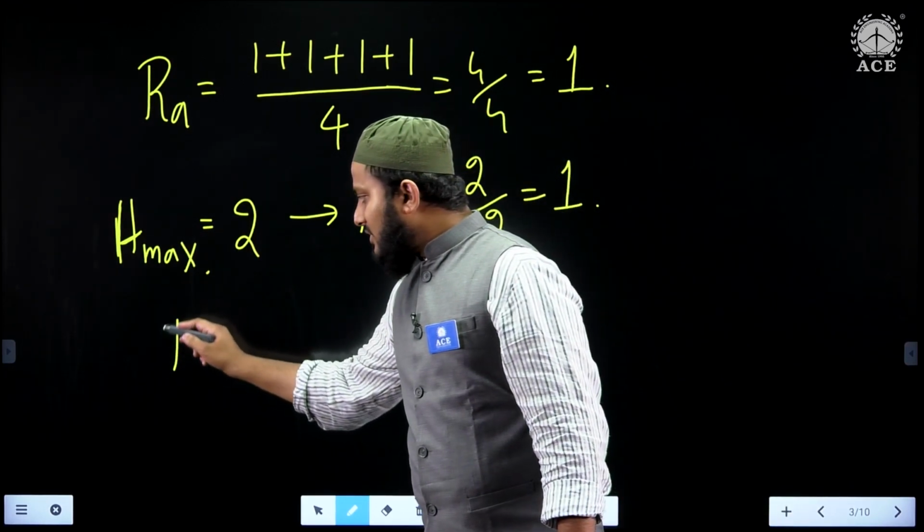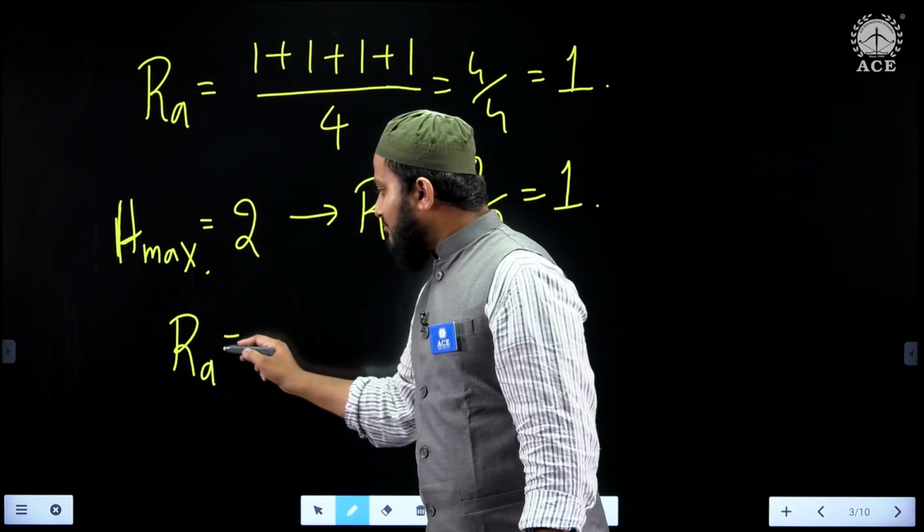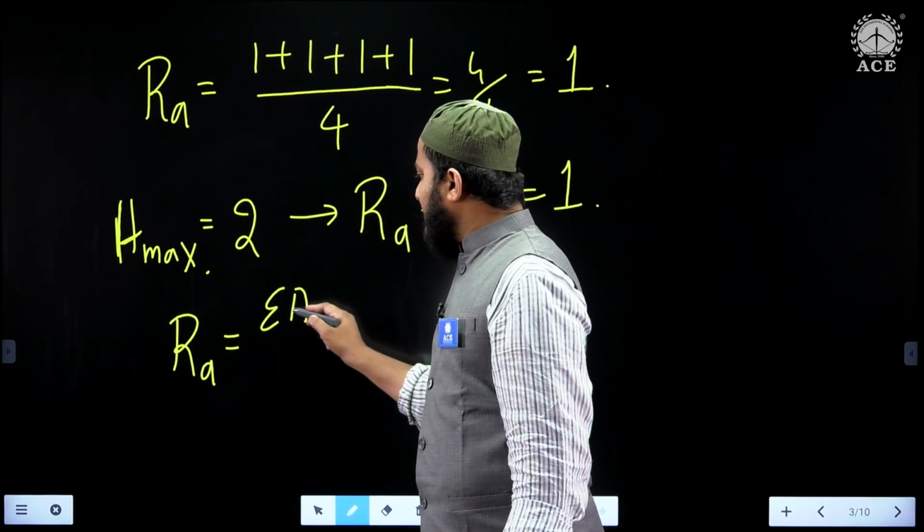Whereas if you go to the third approach, Ra is equal to the summation of total area by the sampling length.